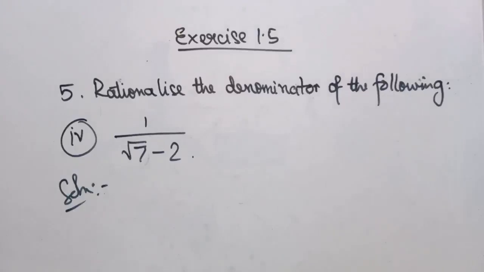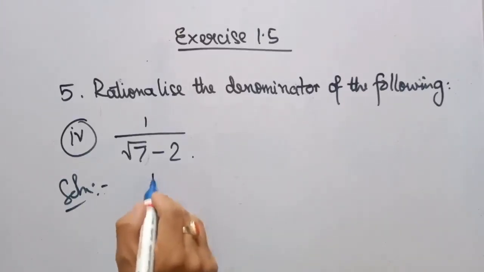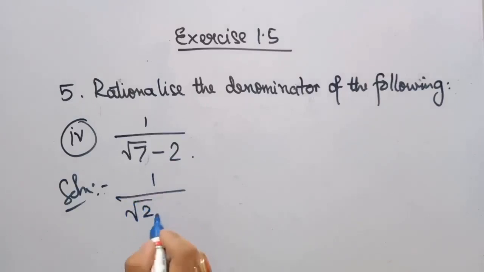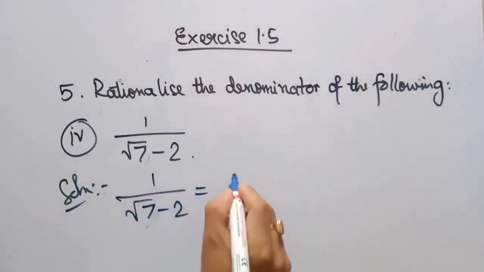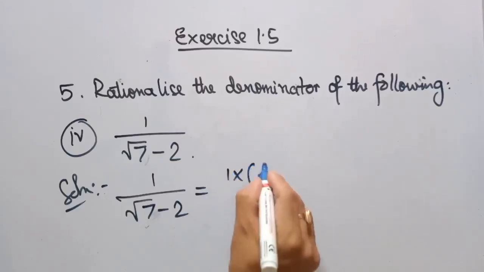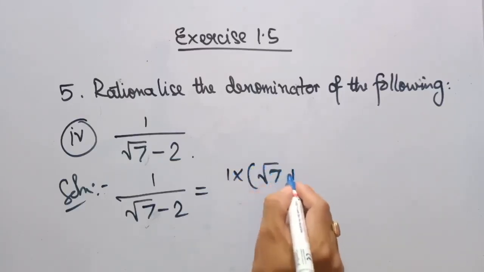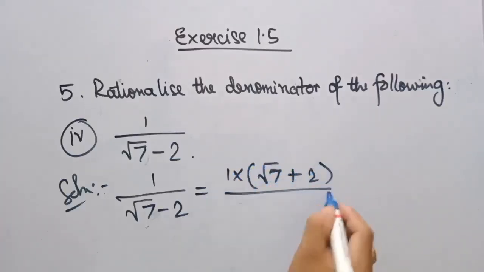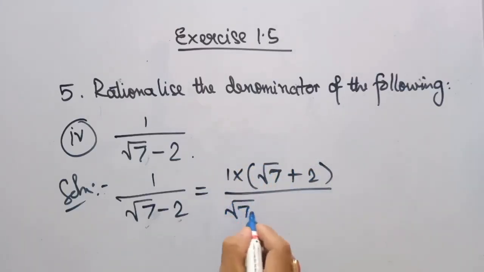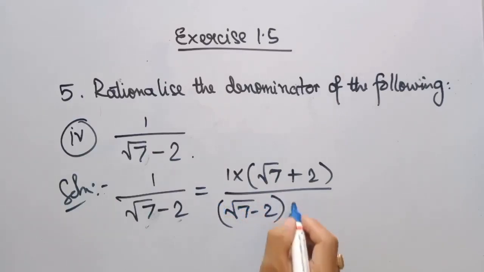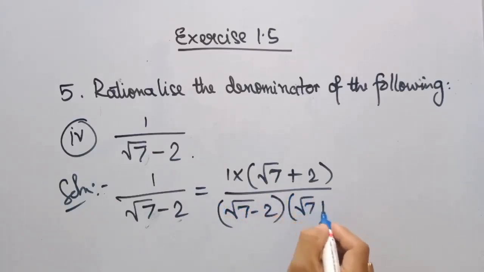Next, exercise 1.5, question number 5, Roman number 4, 1 by root 7 minus root 2. So solution, 1 by root 7 minus root 2 equal to 1 into root 7 plus root 2, which is the rationalizing factor of the given denominator. So root 7 minus root 2 multiplied by root 7 plus root 2.